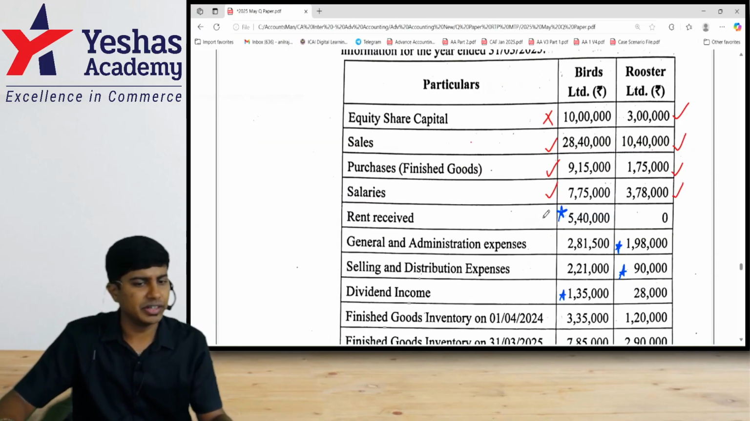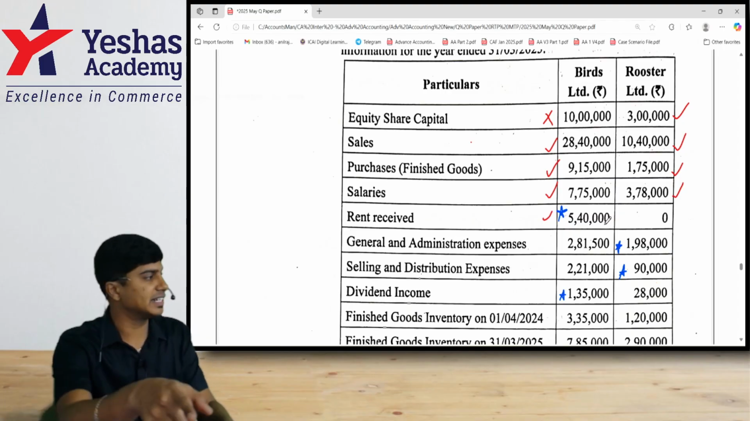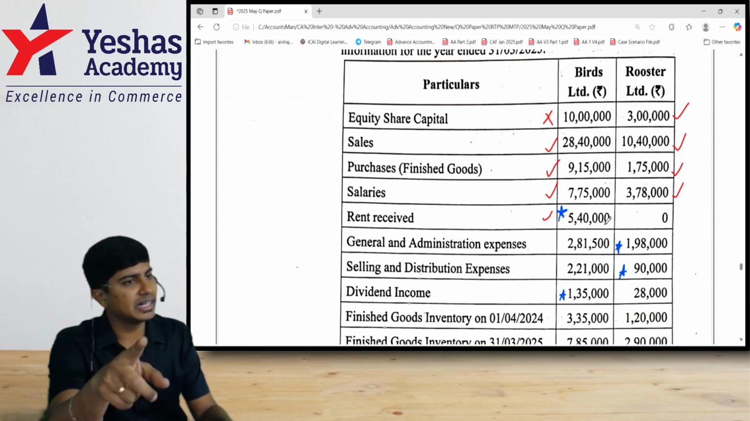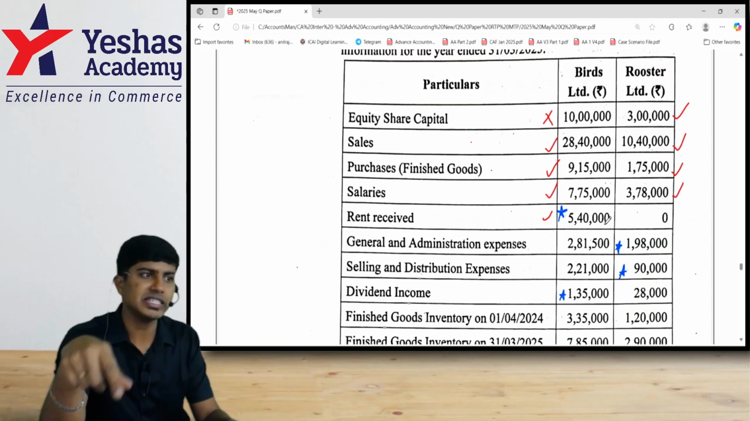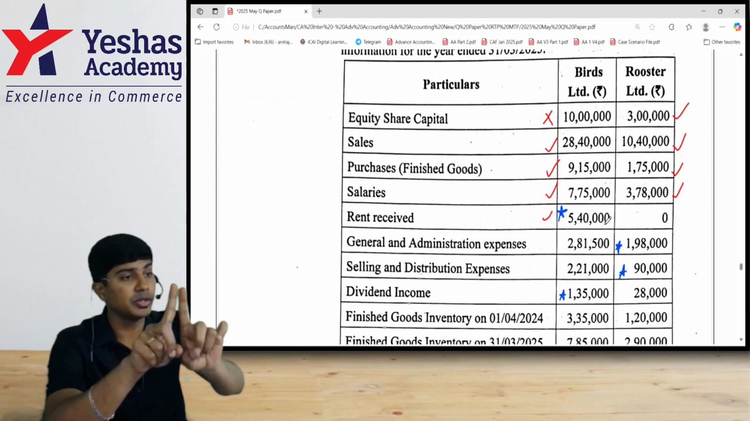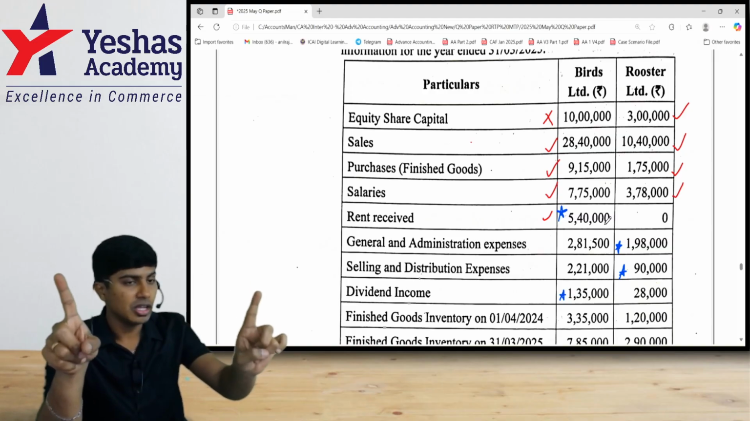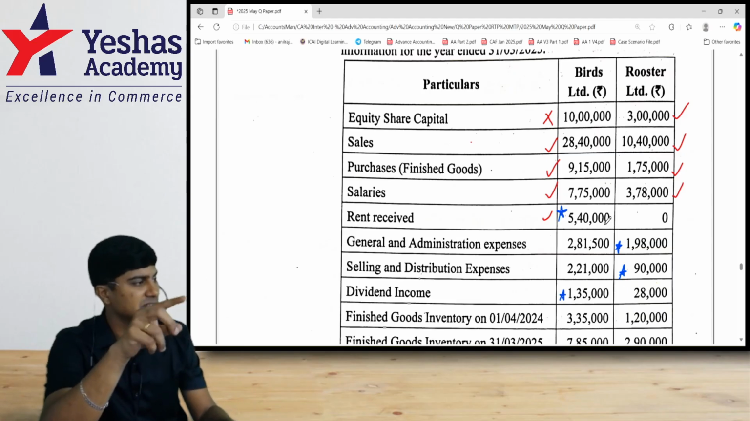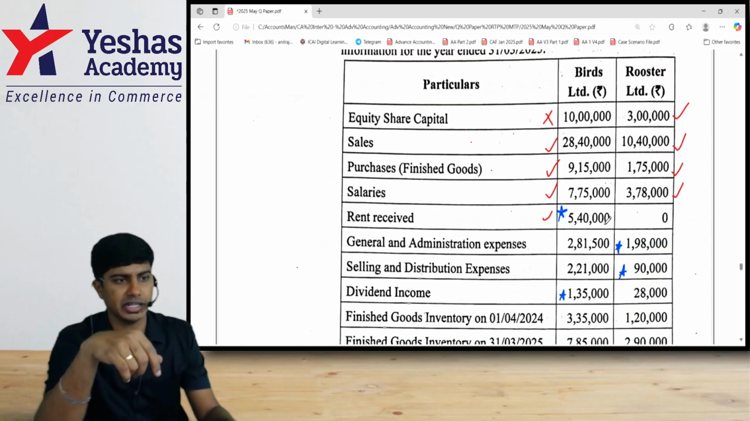Then we have rent received. Rent received is other income. That of Birds is 540, but there is an adjustment, so I'll keep it in the inner column. Why? Some amount of rent received by the holding company is actually paid by the subsidiary. For the subsidiary, it is an expense. For the holding, it is income when you treat them as two separate entities. When you make them one single entity, it should not be written as expense and income. Eliminate expense and eliminate income.